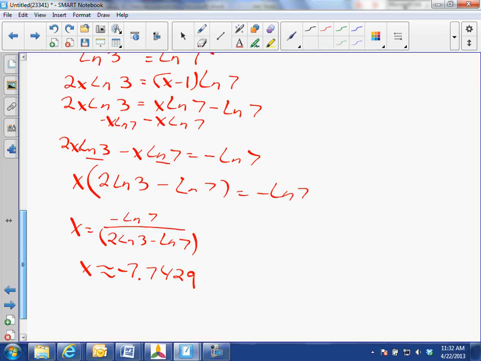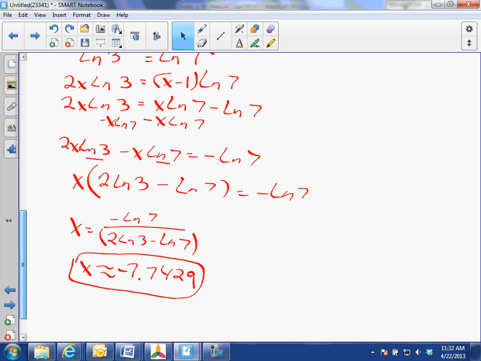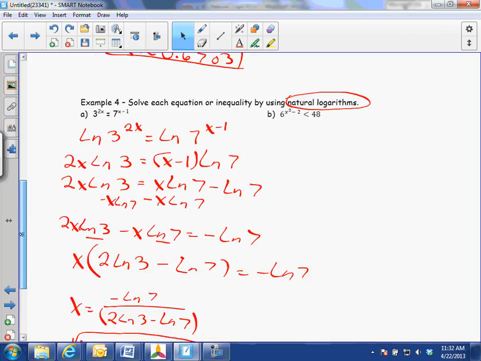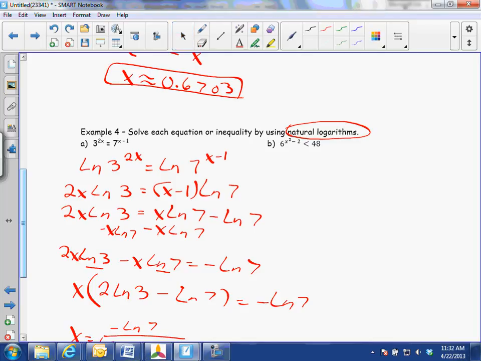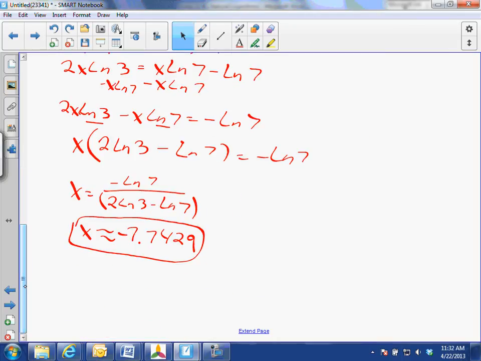With these, it's nice because you can check your answer easily. Take x and put it back in up here in your original problem and make sure that 3 to the 2 times whatever that decimal is equals the same as 7 to the decimal minus 1. It should.